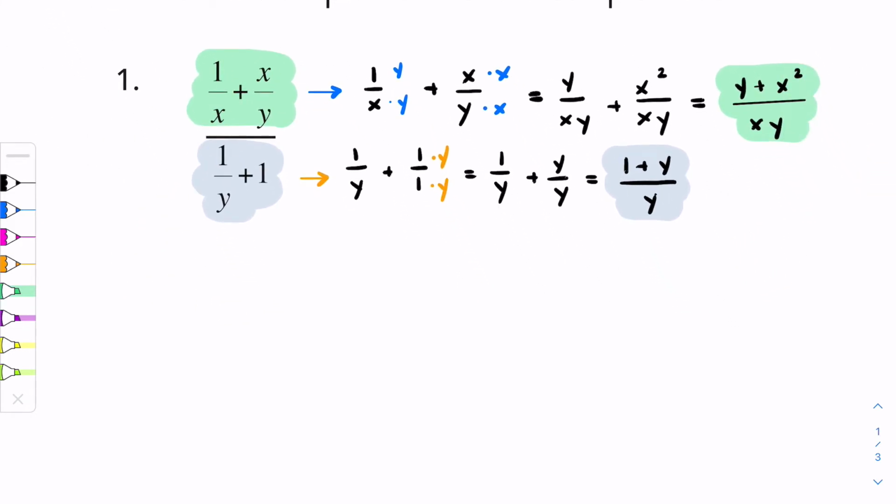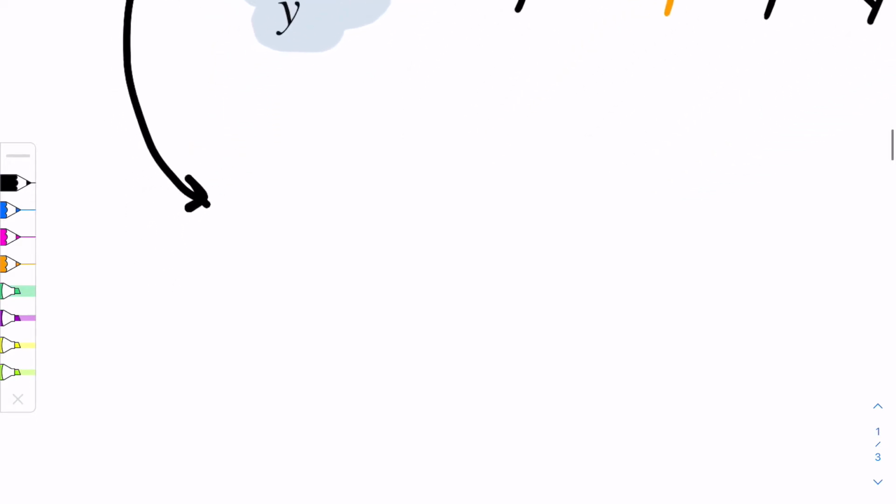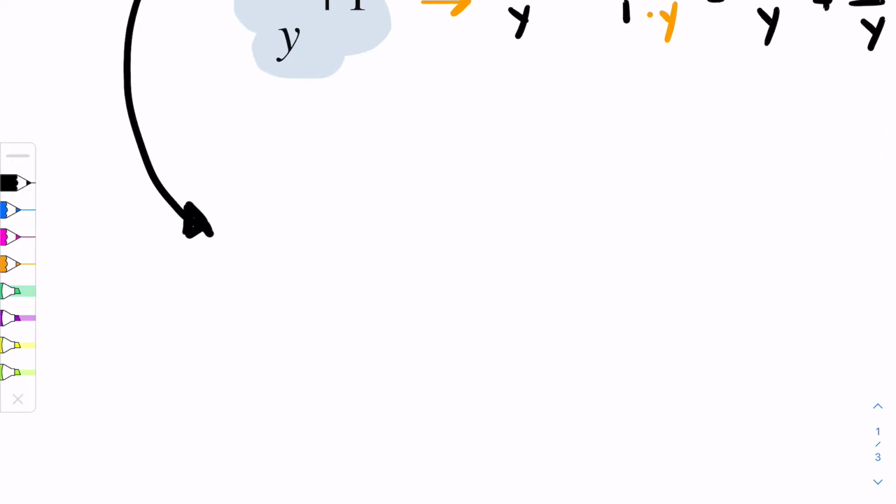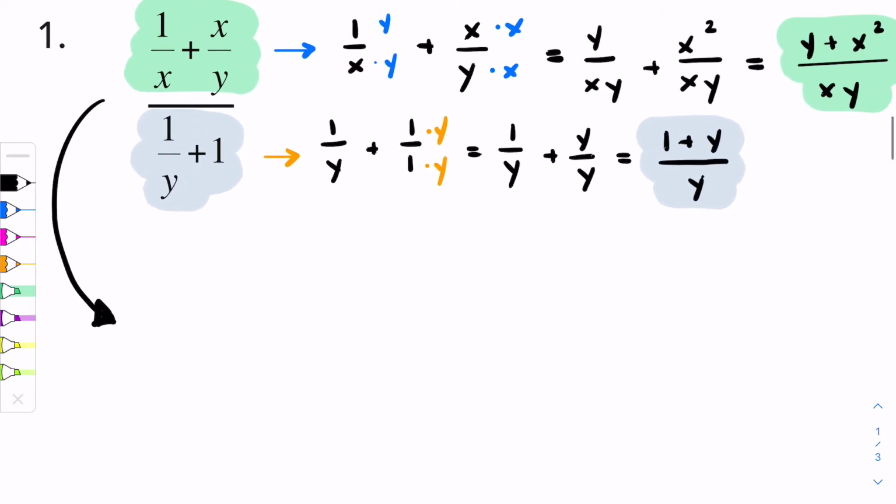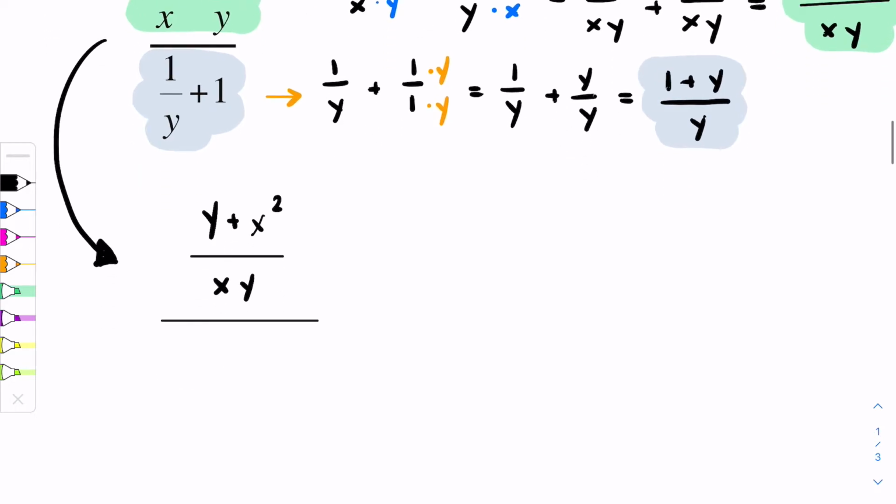Now that we have simplified both our numerator and our denominator, I'm going to rewrite my complex fraction. My new numerator is going to be y plus x squared divided by x times y. And this is over, or divided by, our new denominator, which is 1 plus y divided by y.